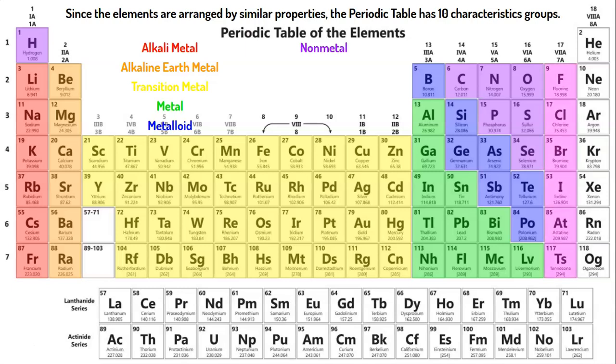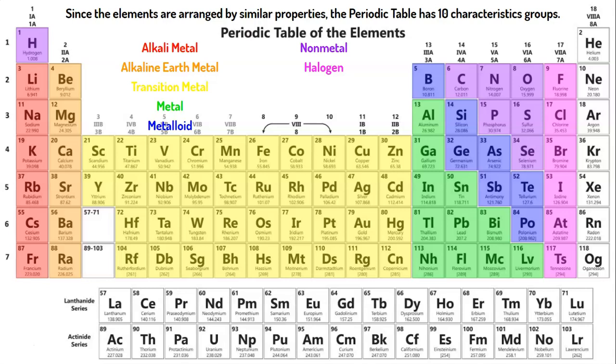Then we get to all of the elements in group 17, and we call them halogens. Now, halogens are nonmetals, but they're very highly reactive nonmetals. That's why they get their own name, because they're super reactive, super volatile.